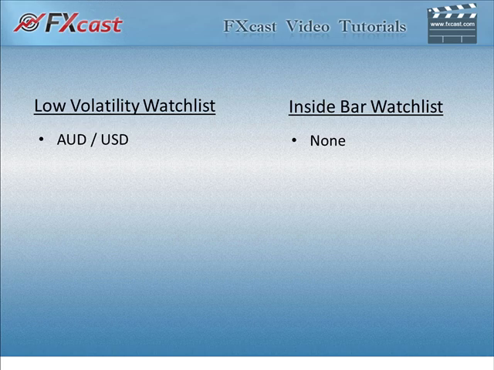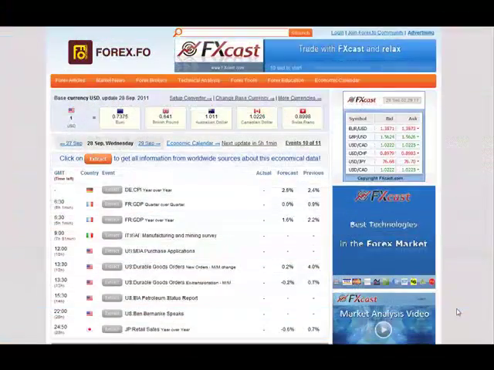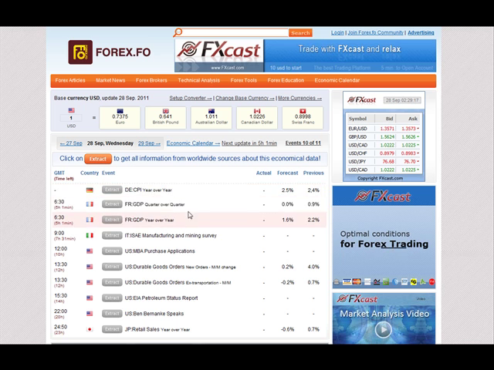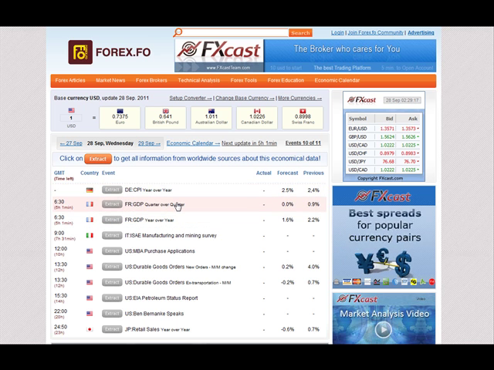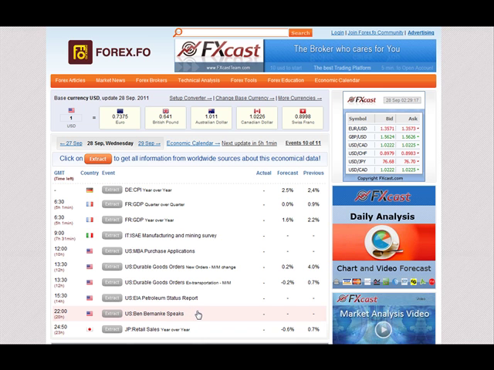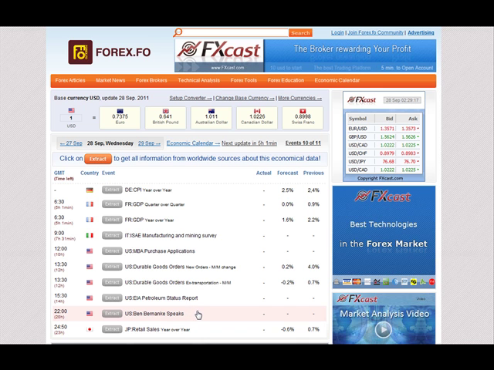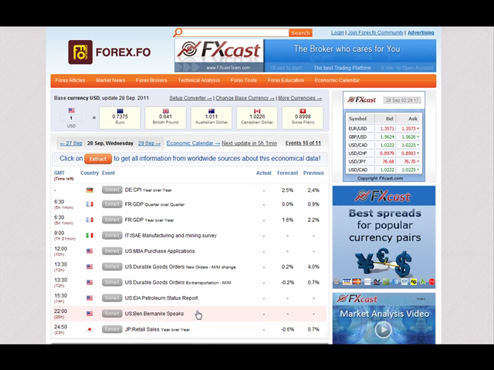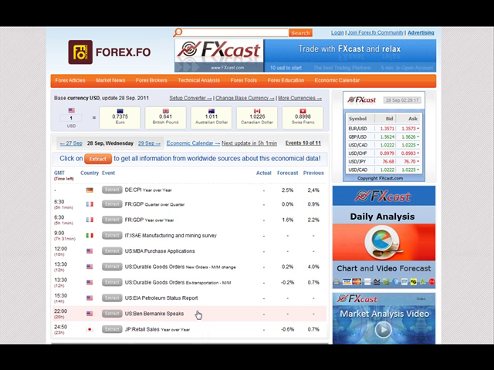Let's go to the economic calendar. As we look at our economic calendar, we have GDP for France. And then Bernanke speaking towards the end of the day, and certainly if he says something out of the normal, something out of his release statements, that could certainly move the market. So those are the two things I'll be watching.